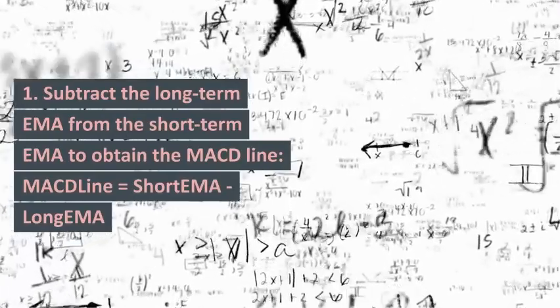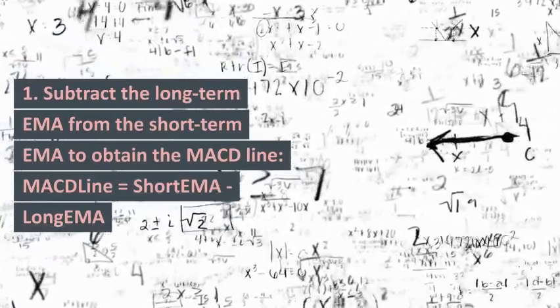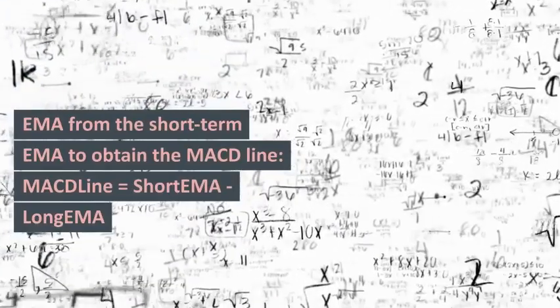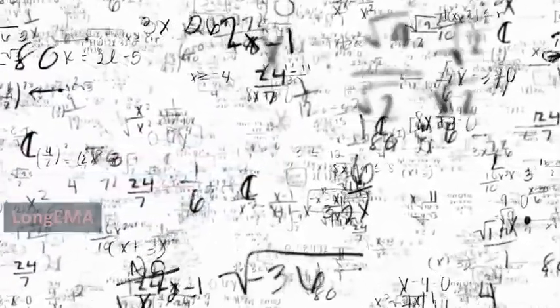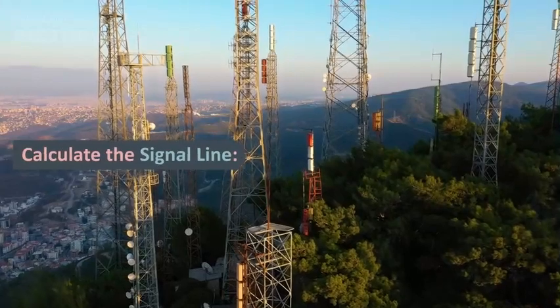Calculate the MACD line. Subtract the long-term EMA from the short-term EMA to obtain the MACD line. MACD line = Short EMA - Long EMA.